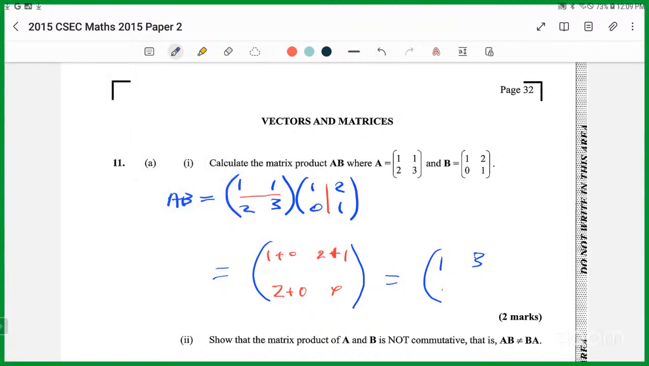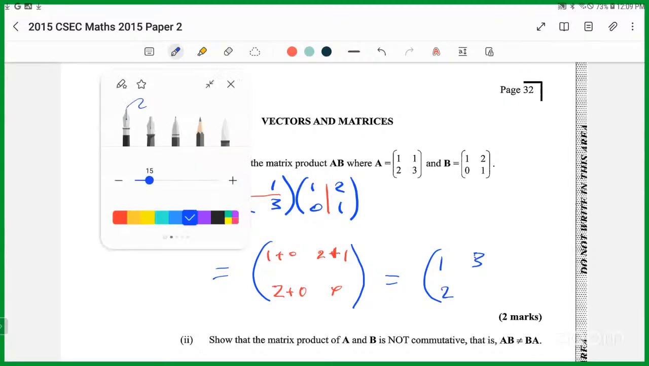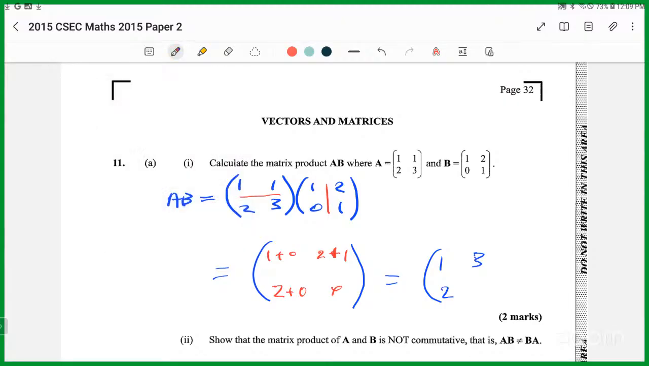The last one now, guys, it is this value out here, the second row, second column. So to get it, it's this second row and this second column. So it's 2 times 2 plus 3 times 1. 3 times 1 is 3.